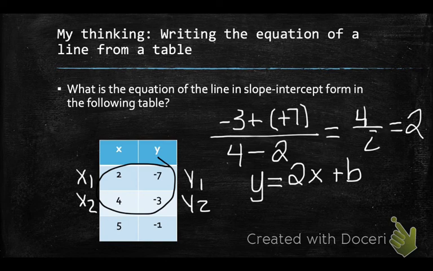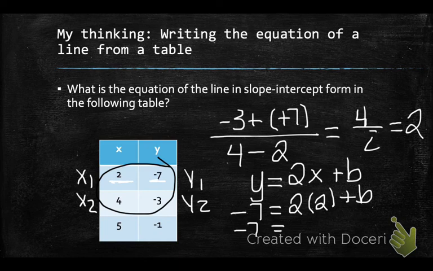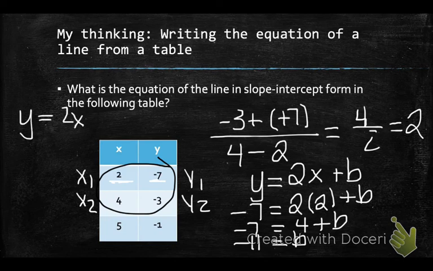So we also know that these 3 points are on the line, and so we're going to substitute one of the points in for x and y and solve for b. So let's substitute in 2 for x and -7 for y, because that's one of the points on the line. -7 equals 2 times 2 plus b. -7 equals 4 plus b. -11 equals b. So our equation of this line is y equals 2x minus 11.